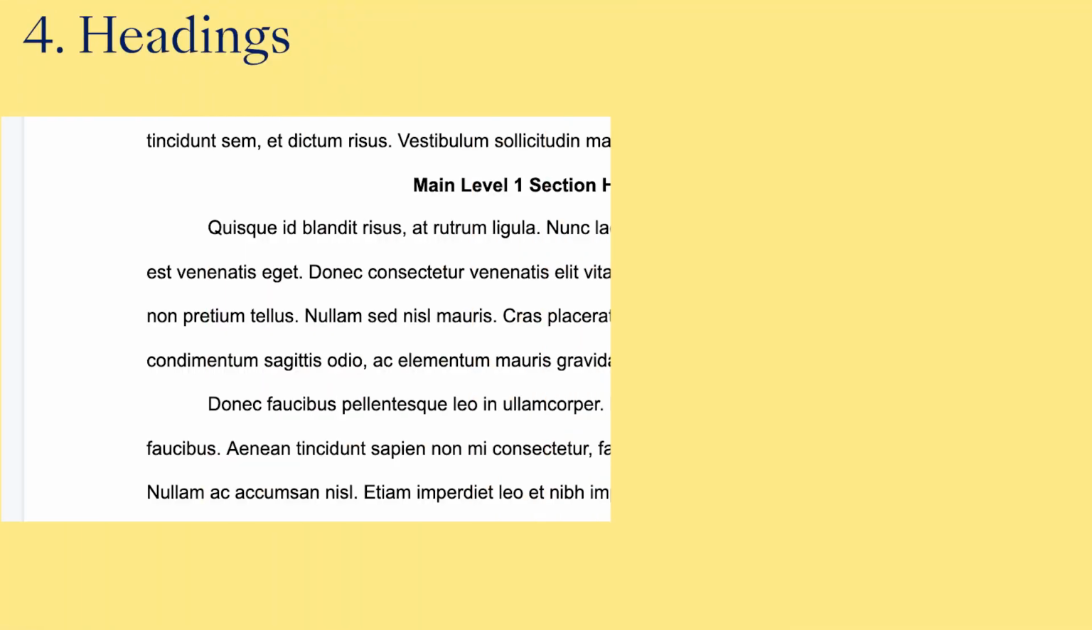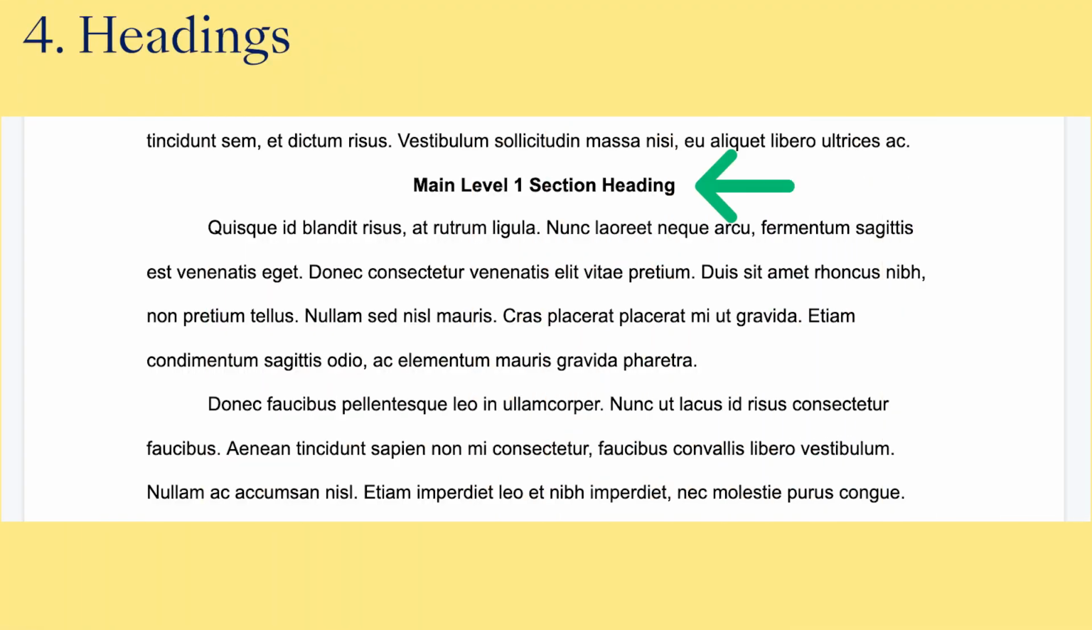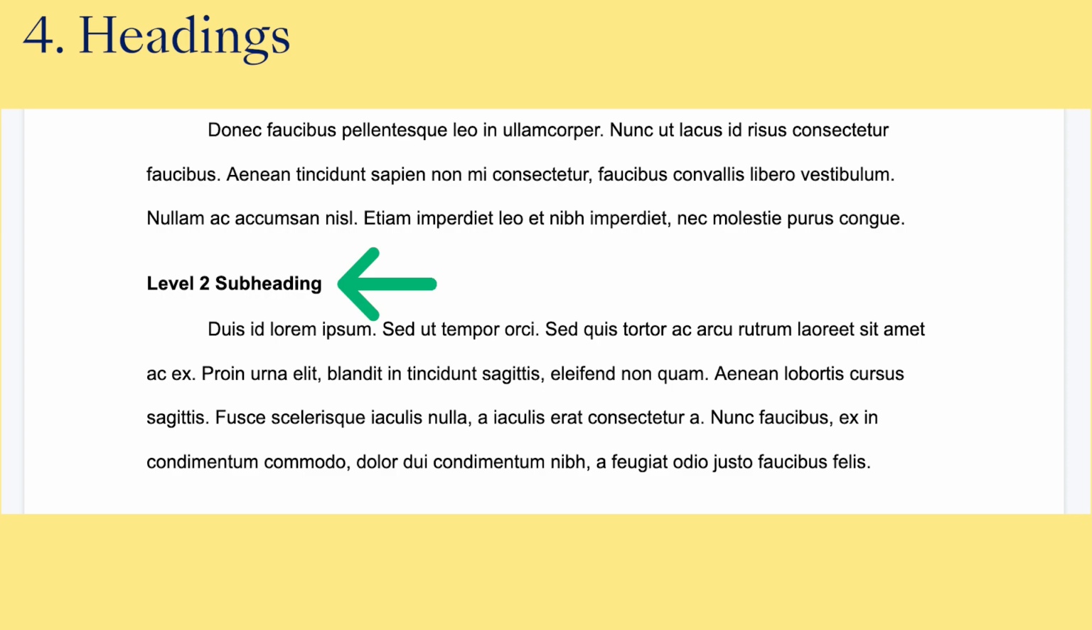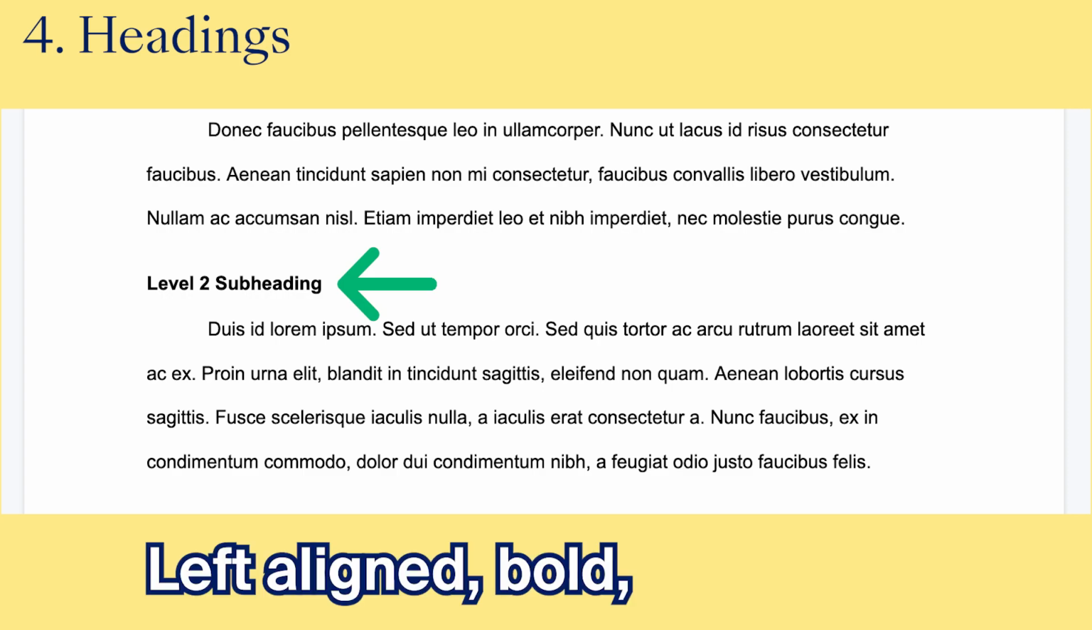Headings. APA style permits 5 levels of headings. Level 1 headings are for the main sections of your paper, such as methods, results, and so on. These should be centered, bold, and in title case, which means that the first letter of all major words should be capitalized. Level 2 headings are the main subheadings in your paper. These should also be bold and in title case, but should be left aligned to the margin of your paper.